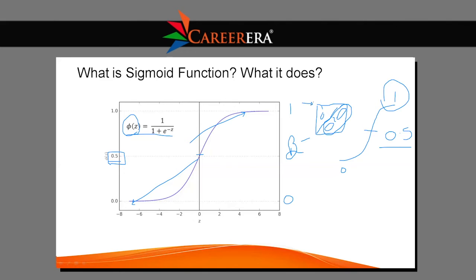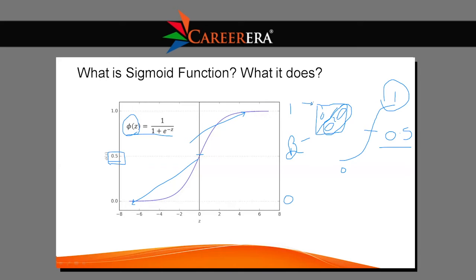So, repeating my main points in a very simple fashion: what is the sigmoid function? In machine learning, logistic regression uses the sigmoid function at the backend. The formula is 1 by 1 plus e to the power minus z. It is a binary classification. It goes from 0 to 1. The threshold value is 0.5. If anything is above 0.5, it goes to 1 and the output is 1, and if anything is equal to 0.5 or below, it goes to 0.